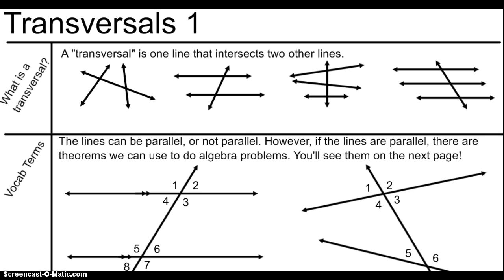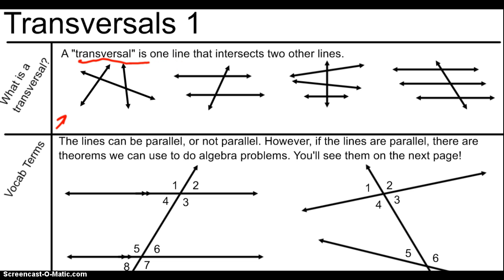So, let's start. First, what is a transversal? Well, a transversal is one line that intersects two or more other lines. So if you'd like to, pause the video here and try and circle which of these lines are transversals in these four pictures.